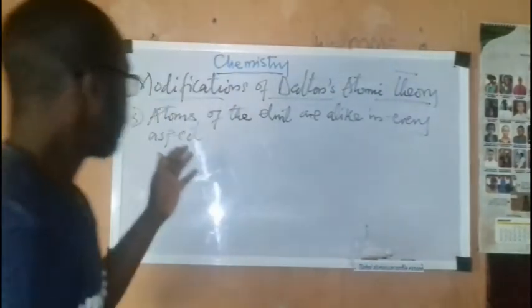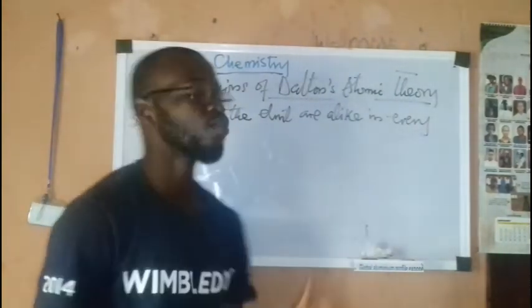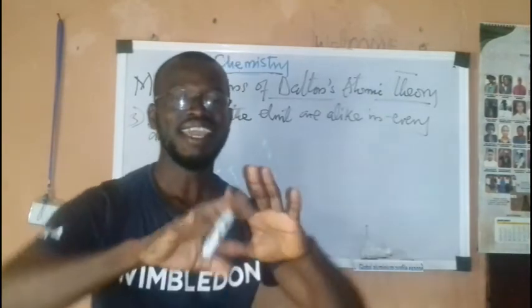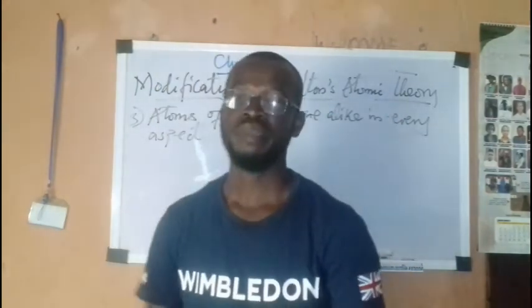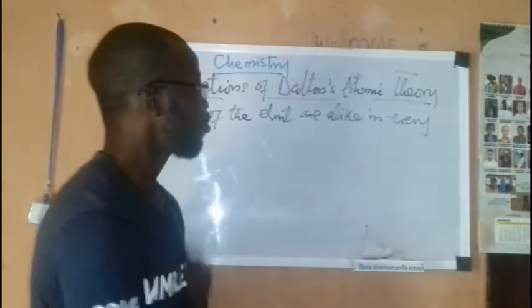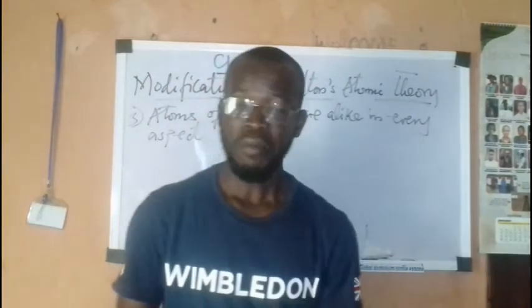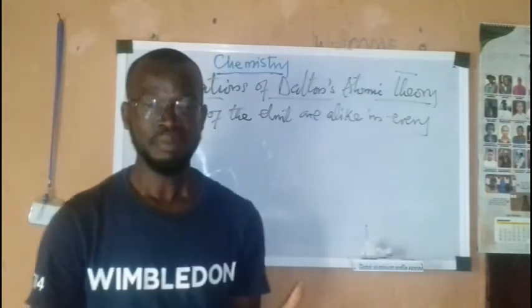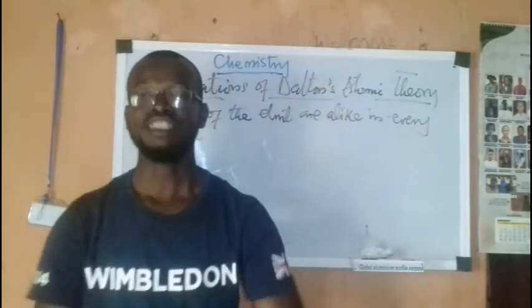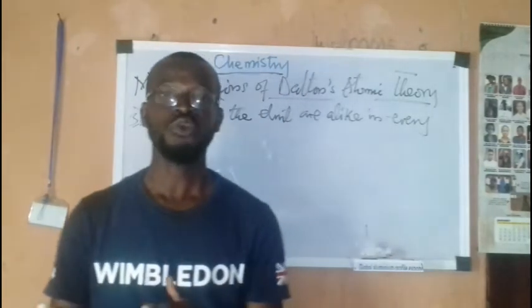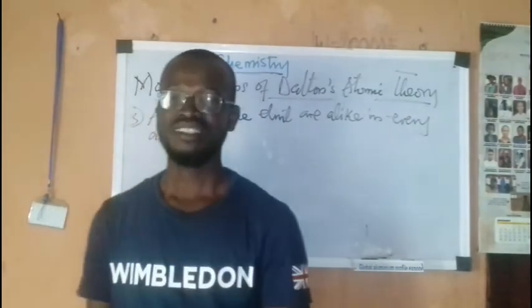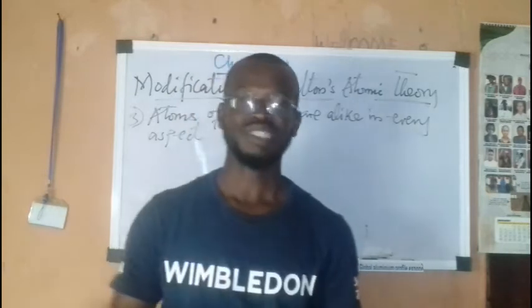Alright, the third theory, he says the atoms of the same element are alike in every aspect and differ from the atoms of other elements. This is John Dalton's third theory. Now, this is also limited. This also has a limitation when isotopes were discovered. The discovery of isotopy renders this theory not totally acceptable.